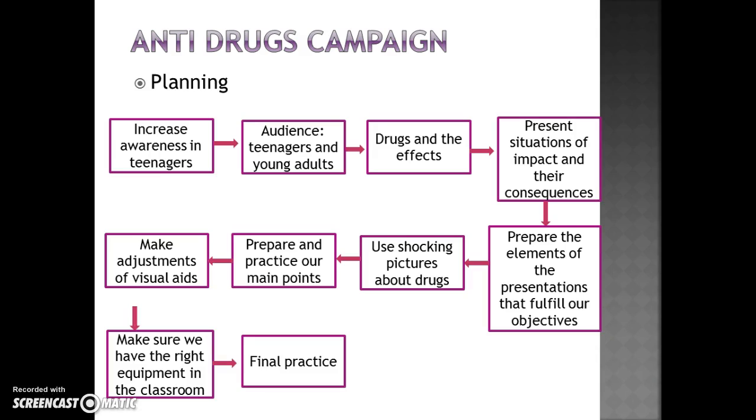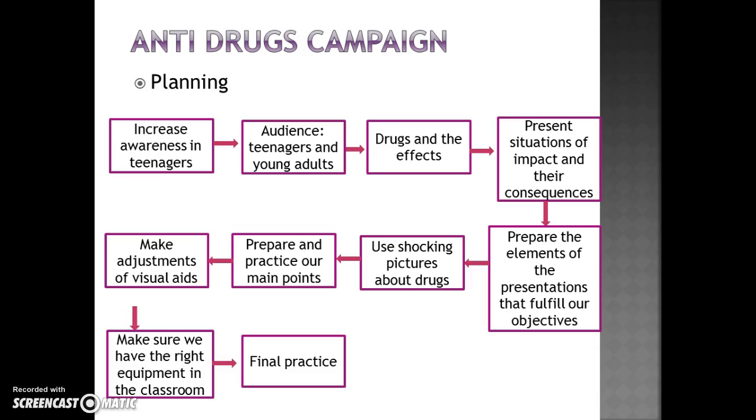We're going to increase awareness in teenagers. Our audience is teenagers and young adults. The main topic is drugs and their effects. We're going to present situations of impact and their consequences. We're going to prepare the elements of the presentation that fulfill our objectives. As visual aids, we're going to use shocking pictures about drugs.